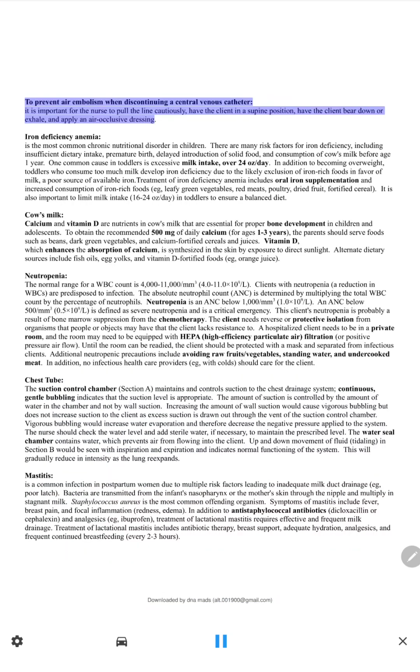To prevent air embolism when discontinuing a central venous catheter, it is important for the nurse to pull the line cautiously, have the client in a supine position, have the client bear down or exhale, and apply an air-occlusive dressing.